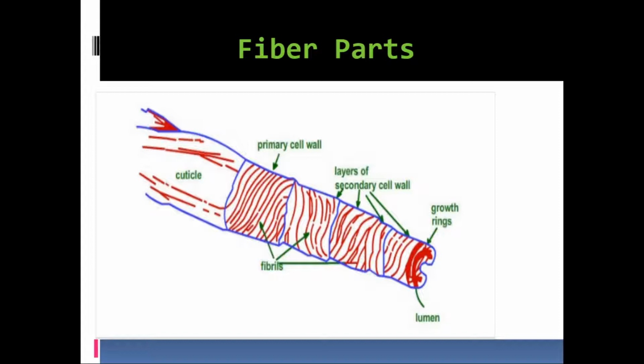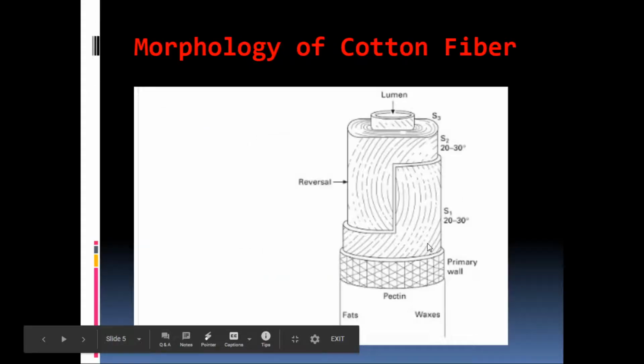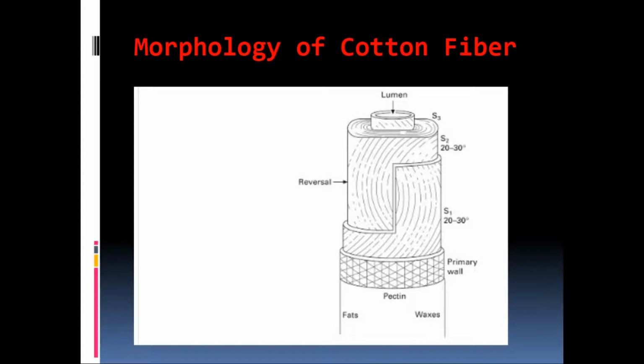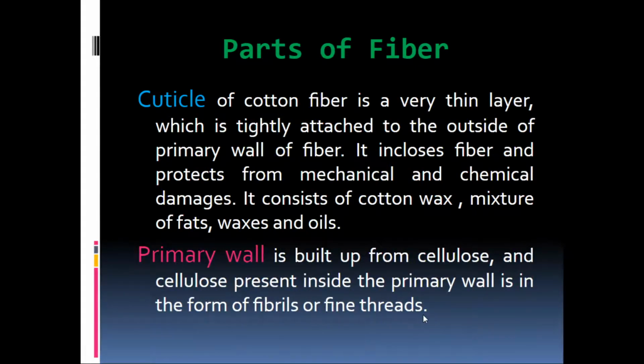That is shown here in the following figure, the parts of the fiber. So this is the primary wall, and this is the cuticle, and this one is the secondary wall, shown by the blue lines, and these are the fibrils, and this is the lumen, and this one is the growth rings. This is also the morphology of cotton fibers. So this is the pectin, this is the lumen, and that contains fats and waxes. And now the parts of the fiber.